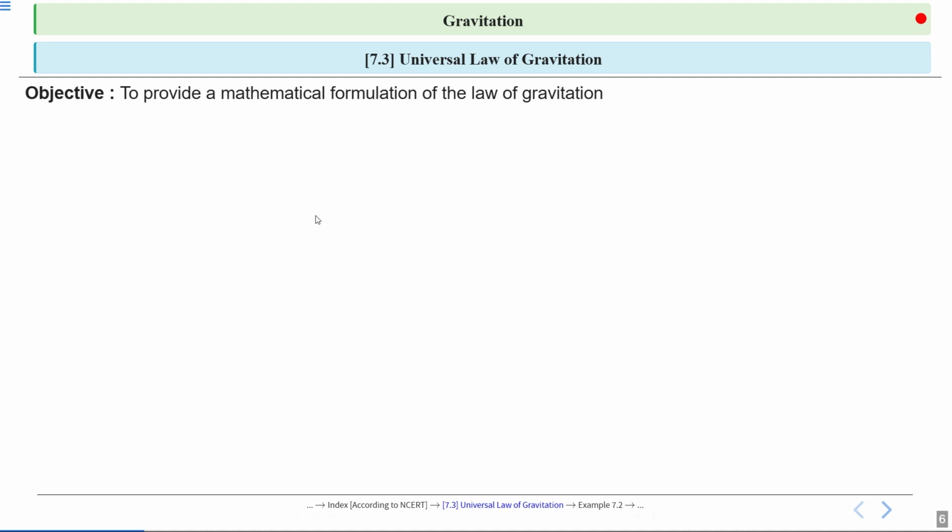Now we will study the mathematical formulation of the law of gravitation. So here we will understand how this fundamental force operates between two masses. We will start by considering 2-point masses, which are essentially objects that have mass but occupy a very small space. This setup will help us simplify the problem and focus on gravitational interaction between them.